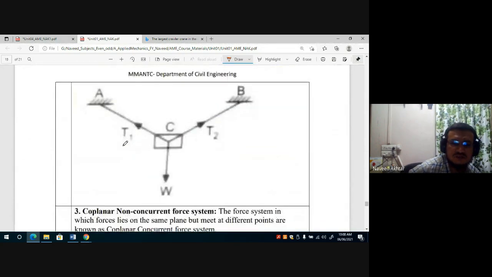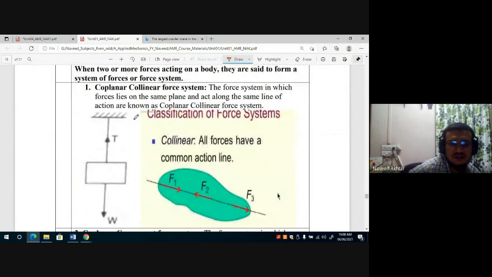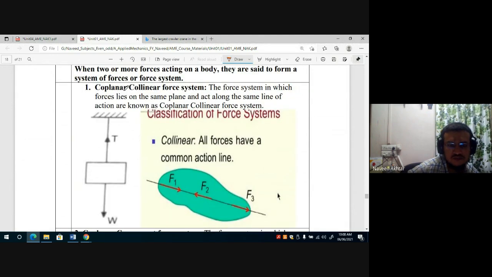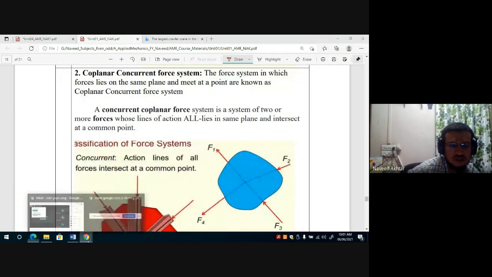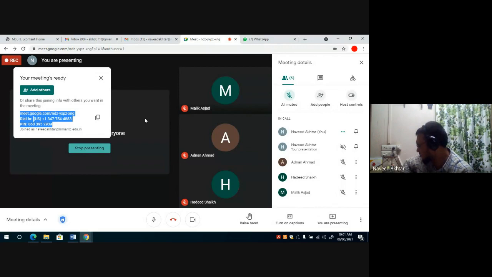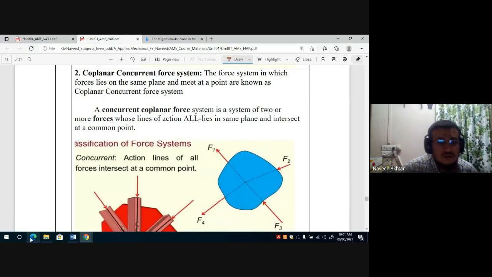Also, we have seen the system of forces, such as coplanar and collinear. If the forces are in one line, that is called a collinear force system. Coplanar means in a single plane. We learned the system of forces in unit number one.